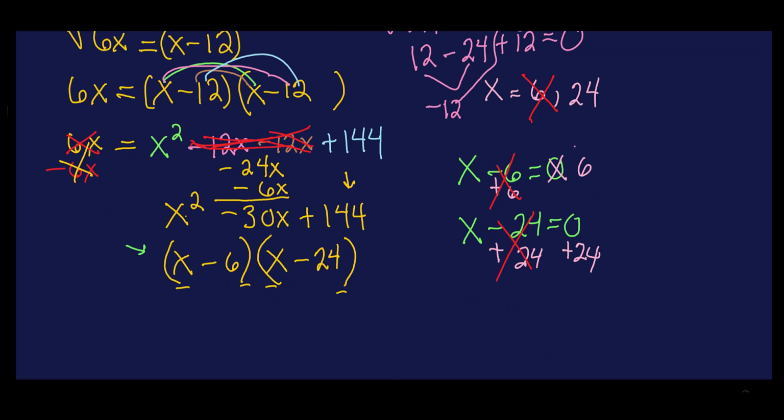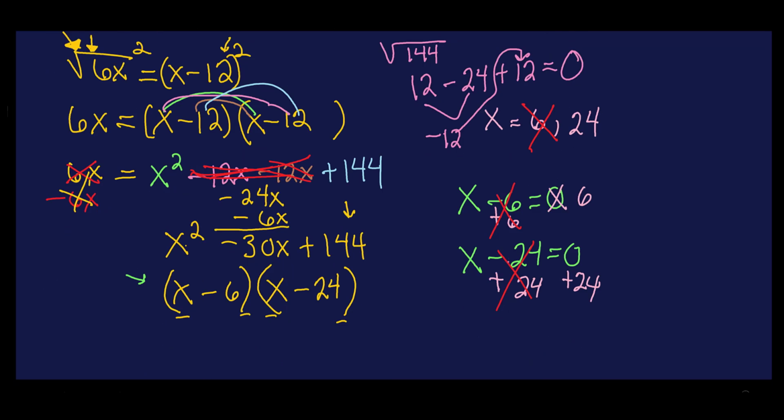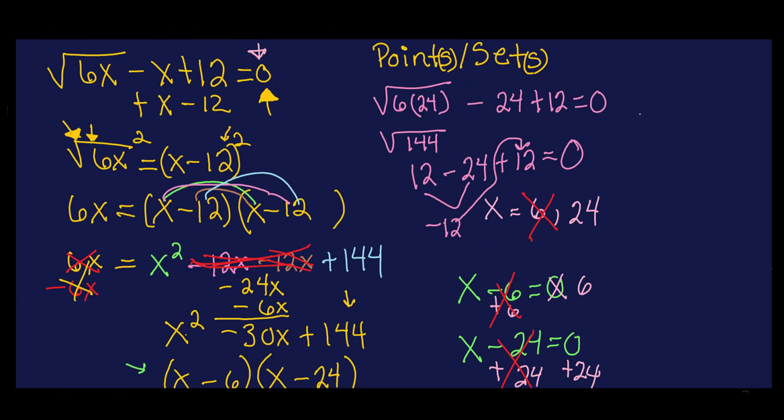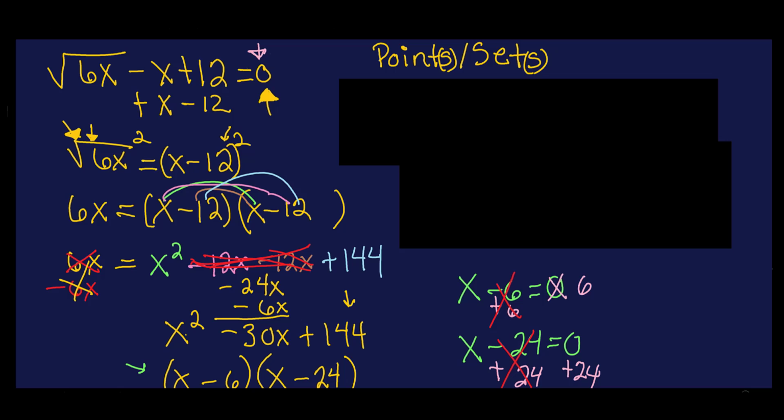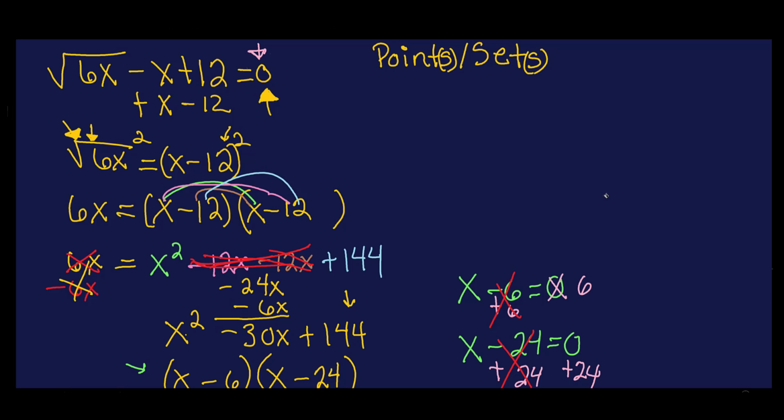So guess what? There is only one solution here, one point, and we can actually get rid of all this because we figured it out. We figured it out, child. We did it. We're good with it. And that is going to be 24. This will be your answer.